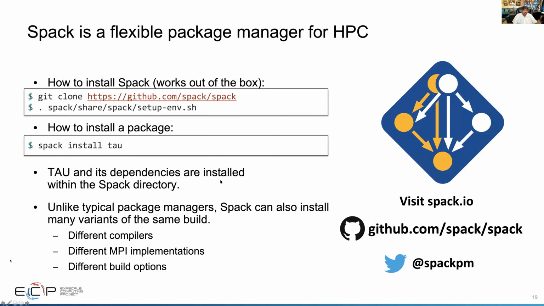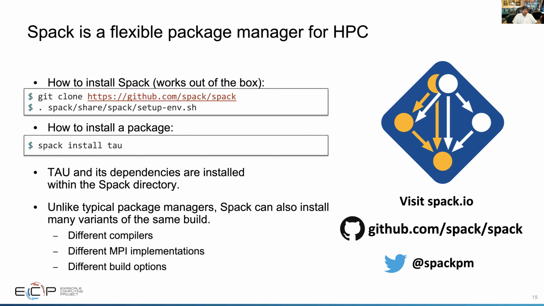So Spack is a flexible package manager for HPC. It has been adopted by ECP as the main delivery vehicle. You can easily install Spack by just doing a git clone on this URL and then sourcing the setup-env.sh file, and then you're ready to install a package. You can just say spack install tau, and it will install the TAU performance system and its dependencies within the Spack directory structure. But unlike typical package managers, Spack can also install different variants of the same build.